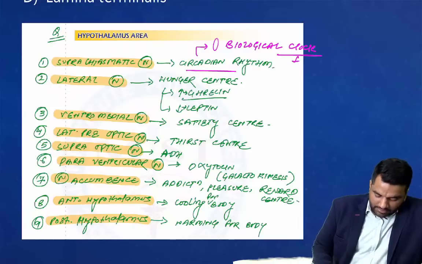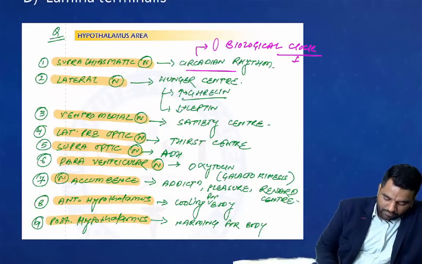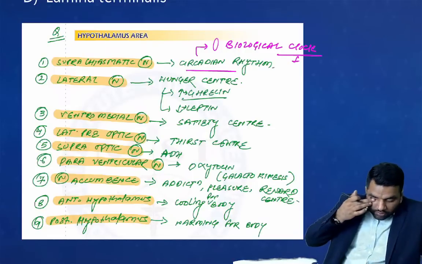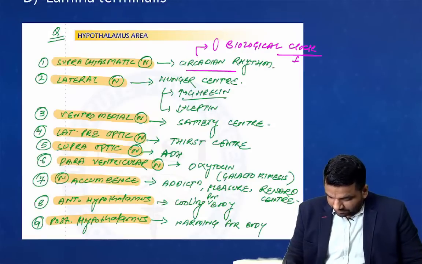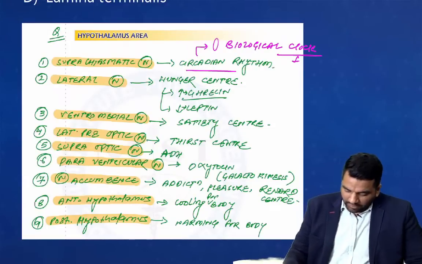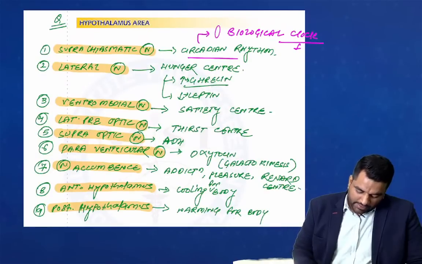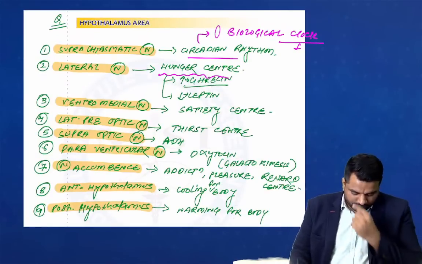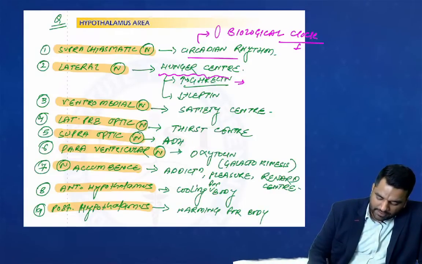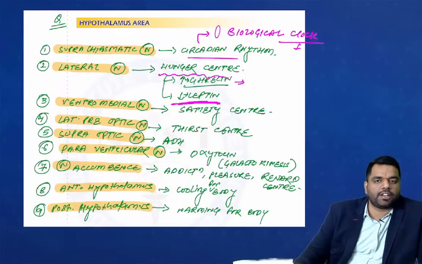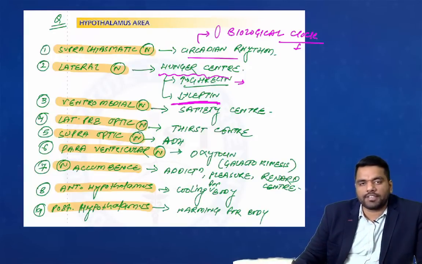Which hormone? Yes, beta. You know, the sleeping hormone? Yes, melatonin. Very good. Then the lateral nucleus, this is for the hunger center. And in this hunger center, whenever you are hungry, there is release of ghrelin, which increases the appetite. And whenever there is release of leptin, that appetite is decreased.